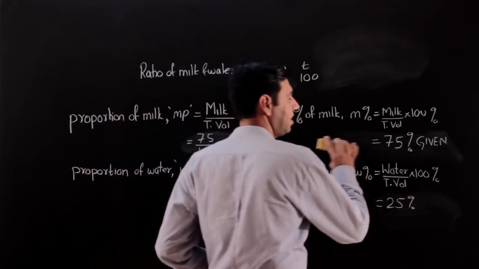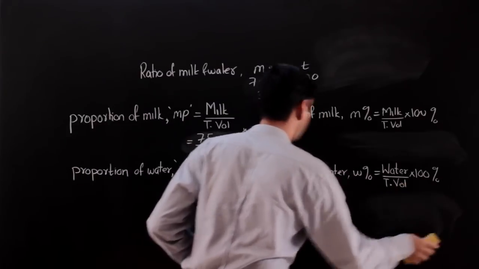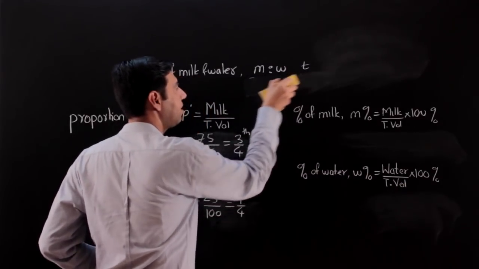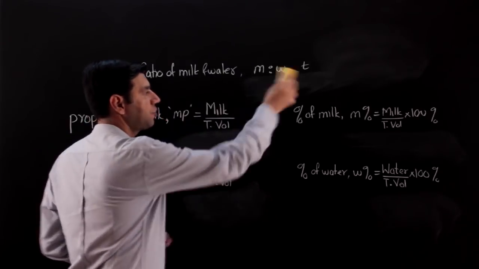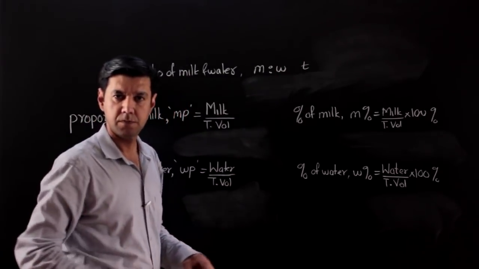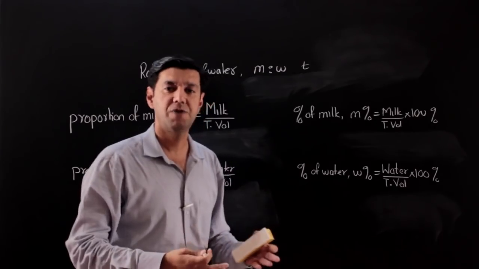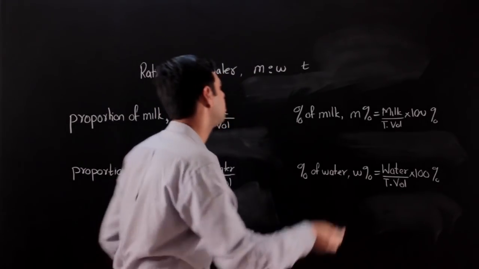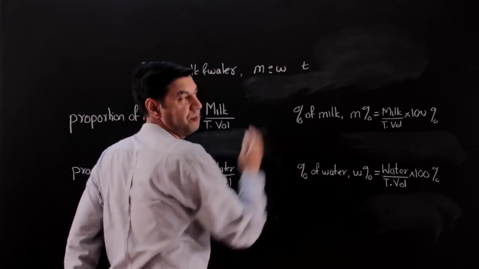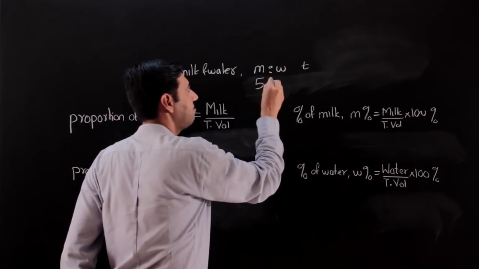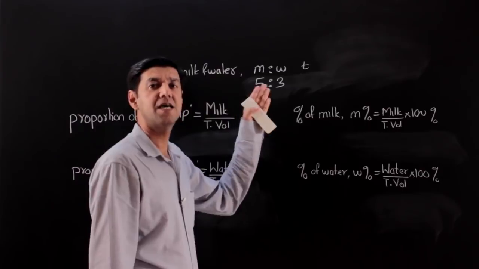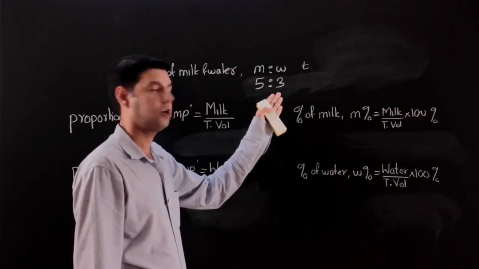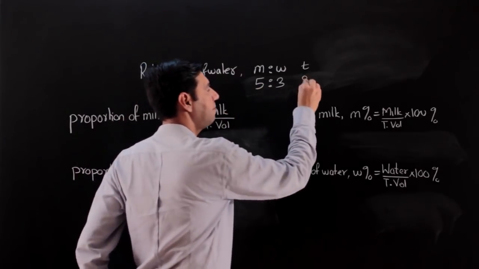But more often than not, the most common data that is given to us in these questions is the ratio of milk and water. Right? So usually, most often, the question will start with the ratio of milk and water, let's say, is 5:3. It's given to me. So you could imagine 5 liters. If milk was 5 liters, water would have been 3 liters, the total would have been 8 liters.